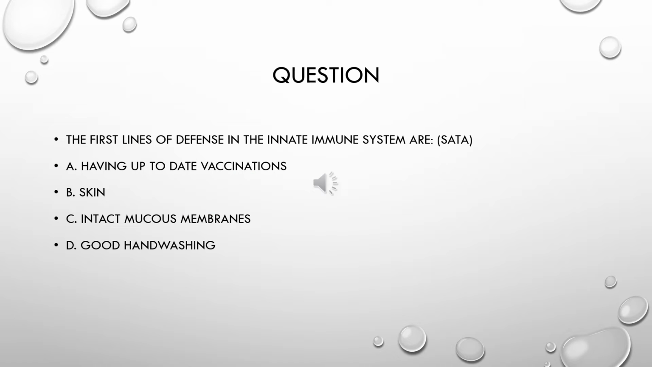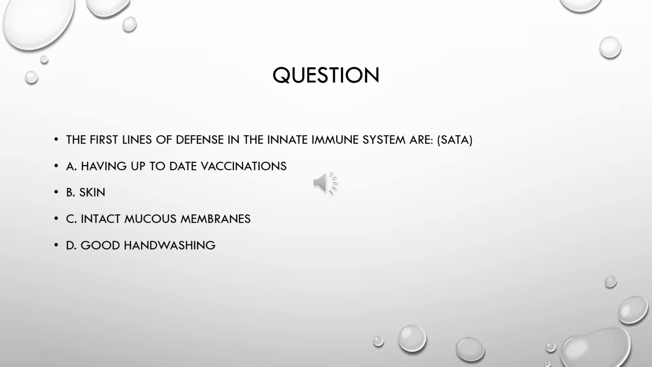For you guys, now, I know you guys have the answers, but I want you to think about why these are important. So the question is, the first line of defense in the innate immune system are having up-to-date vaccinations, skin, intact mucous membranes, or good hand washing. And this is your first line of defense in the innate immune system. So having up-to-date vaccinations sounds good, right? It is something that we can use in defense for our immune system.